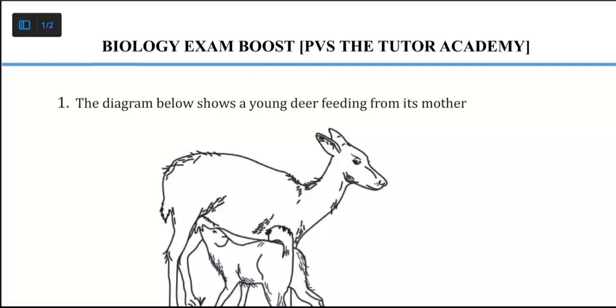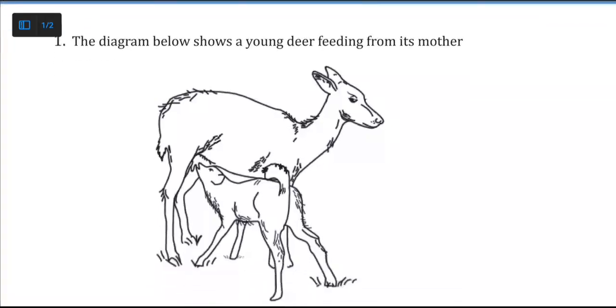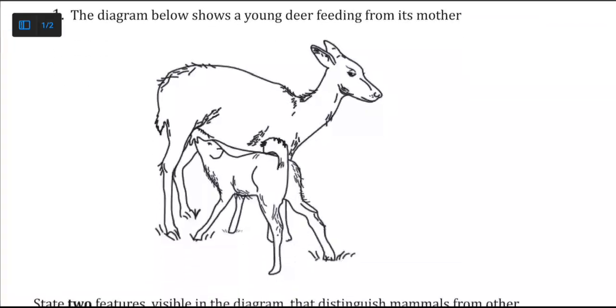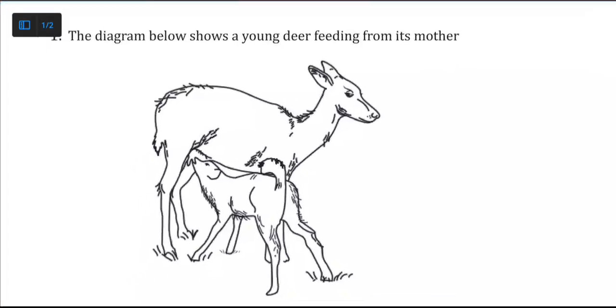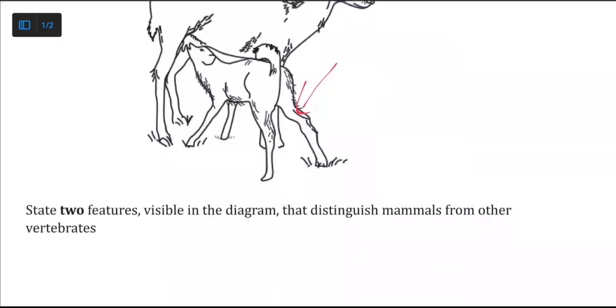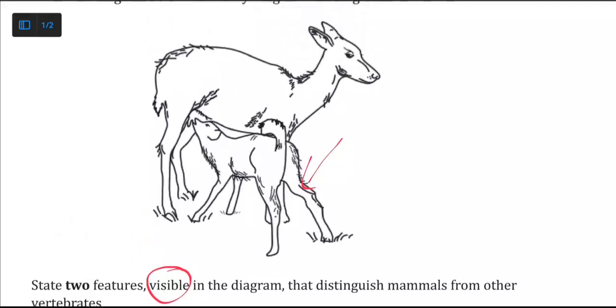It says the diagram below shows a young deer feeding from its mother. So this is a young deer here, this one here that you are seeing there, it's feeding from the mother. And then they are saying, state two features visible in the diagram that distinguish mammals from other vertebrates. Now, the keyword here is visible. So those features, they are visible from here.